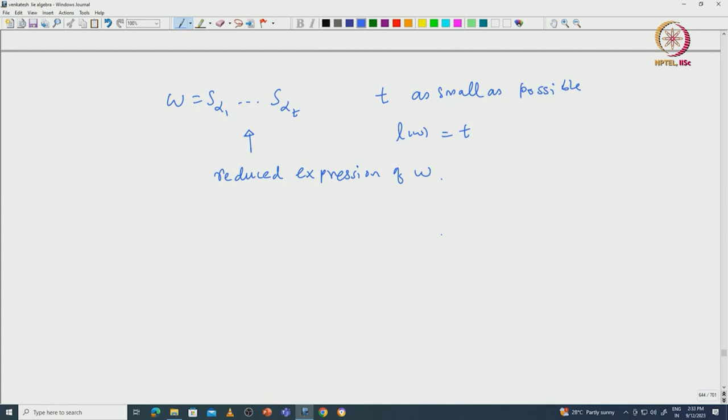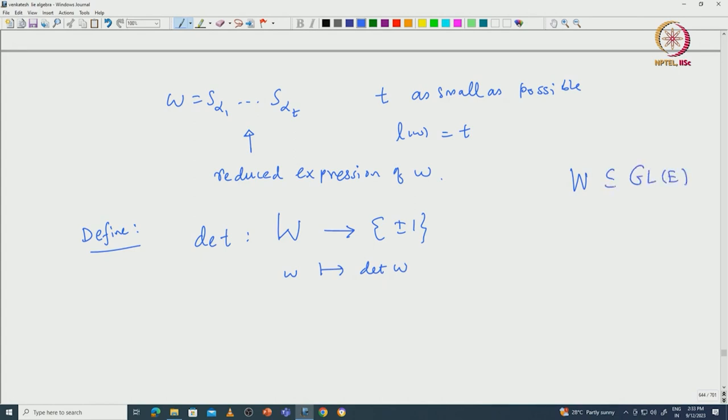Before recalling the lemma that we proved in the last class, which relates the length of w and the positive roots that are sent to negative by the action of w, we will define an important map from W to plus or minus 1. In general it is called the sign map, but we can also call it the determinant, there is no issue. We define this determinant map from W to plus or minus 1 as w goes to determinant of w. Note that W is a subgroup of GL(E), which means each element of W can be treated as an invertible linear transformation from E to E. So the determinant of w makes sense.